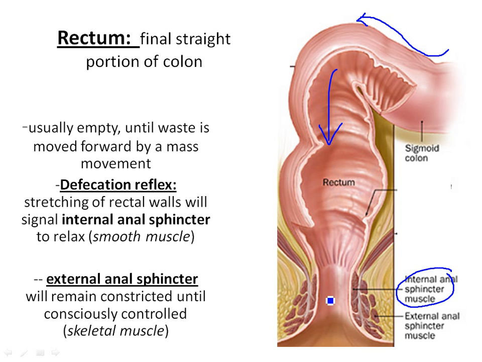Now, surrounding this is the external anal sphincter muscle. And these are consciously controlled. This is skeletal muscle. So you will not relax these muscles until you consciously decide to have a bowel movement. So at this point, we can control when the elimination takes place. So you have 2 different types of muscle involved in the anus itself.